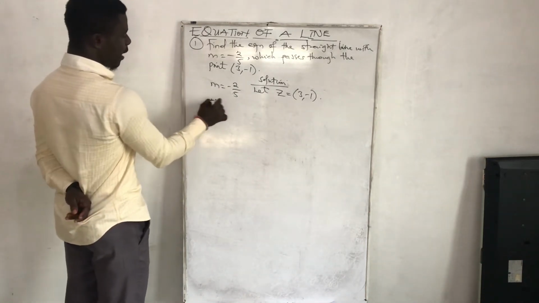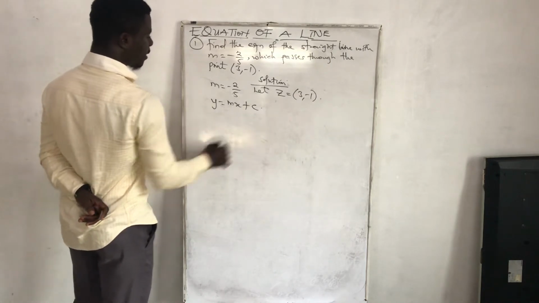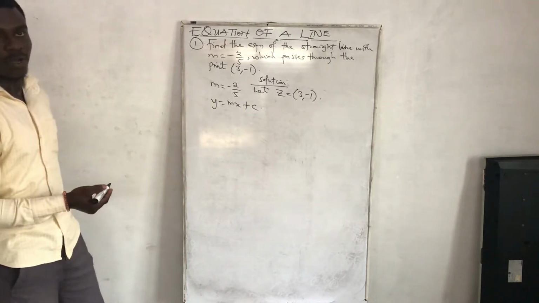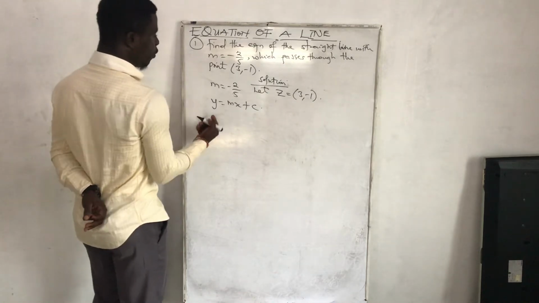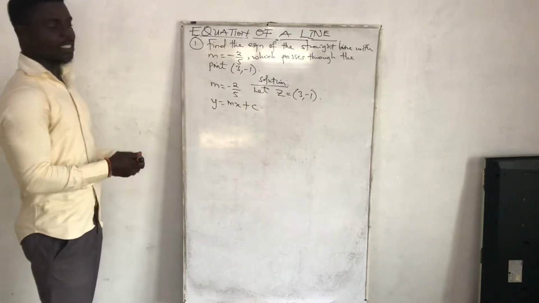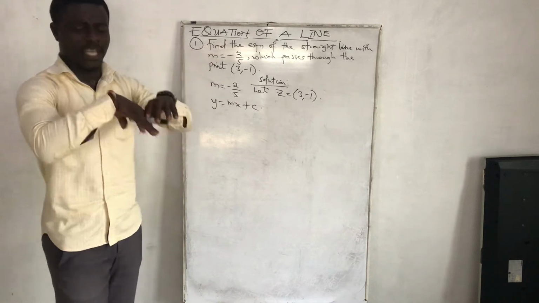You can use y equals mx plus c. Then I'll be straightforward. You can find for that. Now, so let's go. I know my gradient. I know my point. So this time around, they've already calculated the gradient for you.